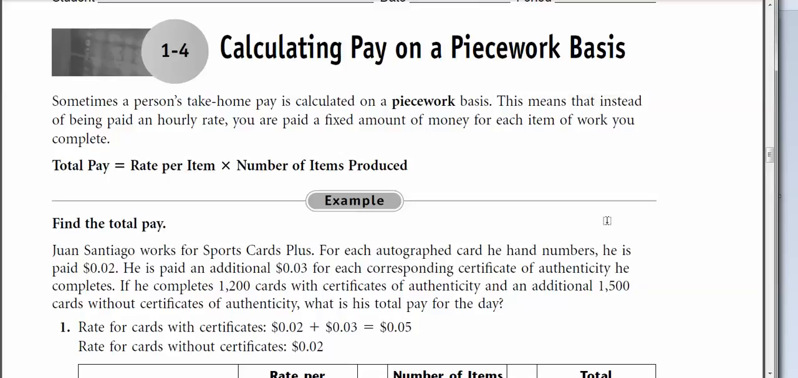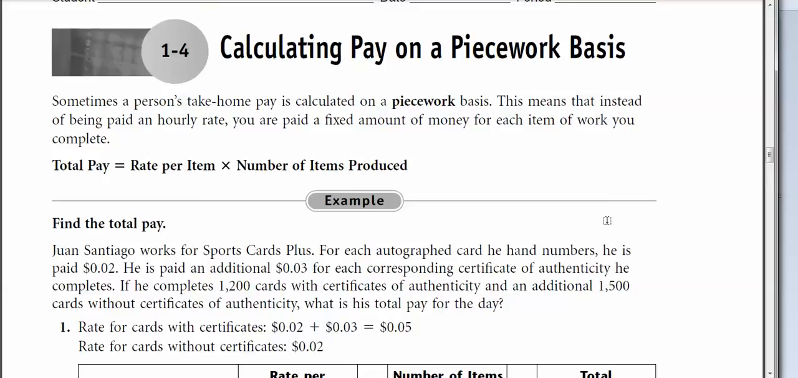This is called Piecework Basic, and sometimes a person's take-home pay is calculated on a piecework basis. Instead of being paid an hourly rate, you actually get paid per item of work you complete. So if you've ever done a job where you get paid by completing something, maybe you're doing crafts and knitting a hat, you get paid per hat that you complete, not by the hours it takes you to complete each item.